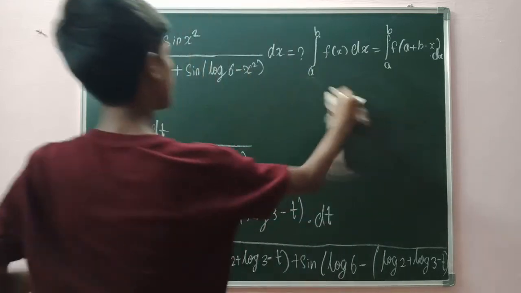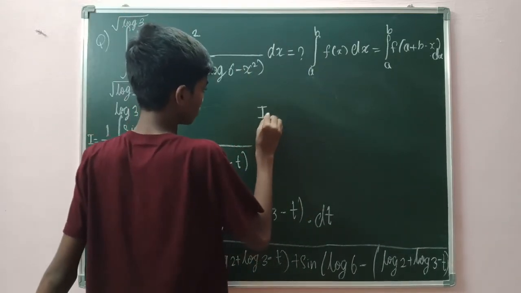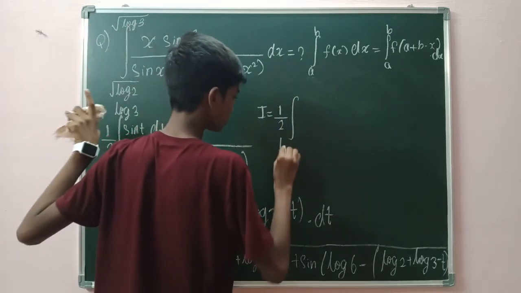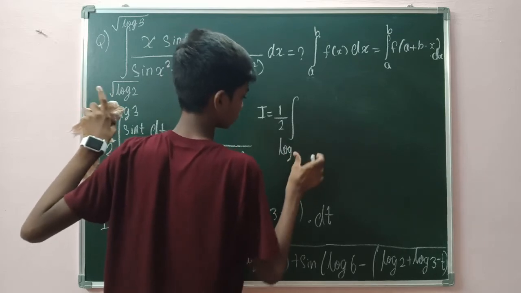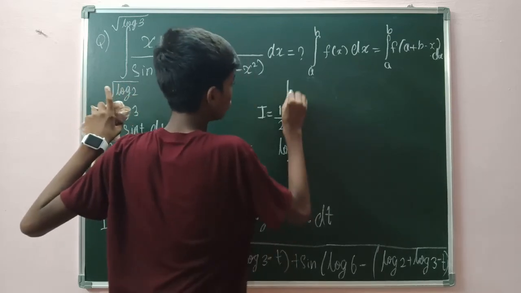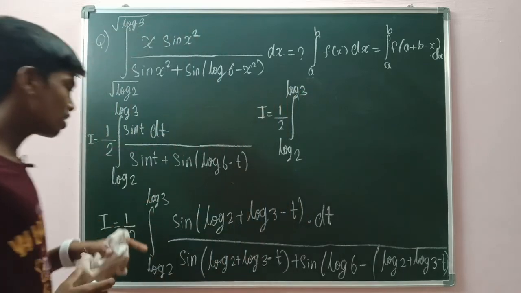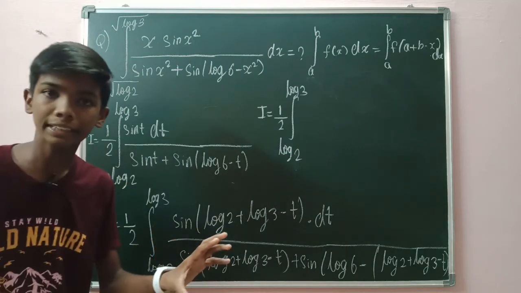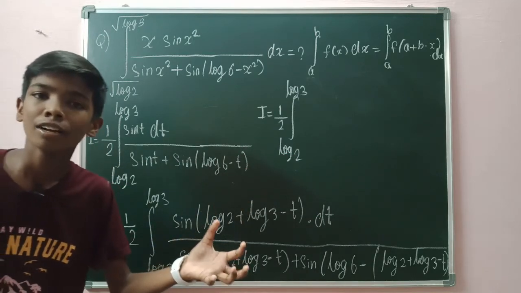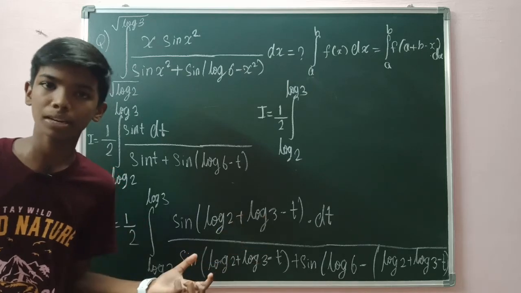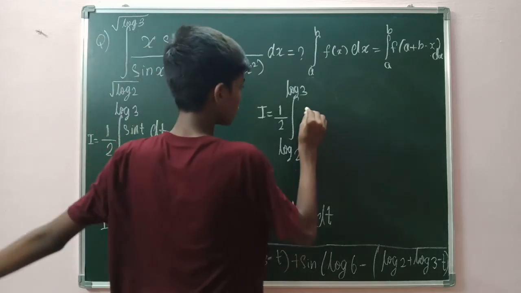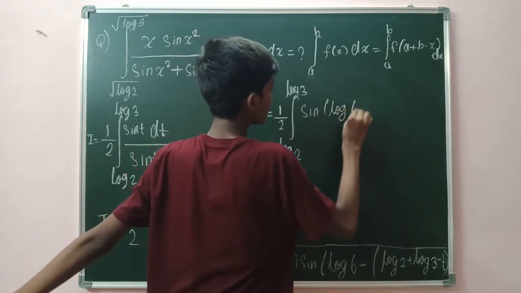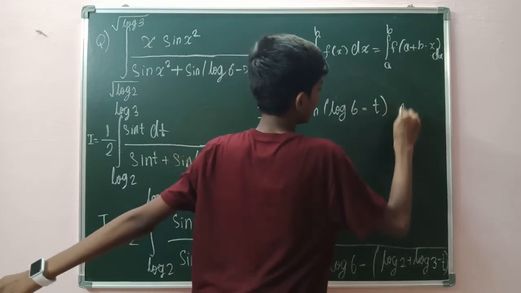So I can write the same I as 1 by 2 into the integral from log 2 to log 3. Listen very carefully. Not log to the base 2. It's log 2 to log 3. I am having sine of log 2 plus log 3 minus t. What is sine of log 2 plus log 3? Log properties. As I am having a sum, you can multiply the inside expression. So 2 into 3 is 6. Hence it will be sine of log of 6 minus t dt. Correct?